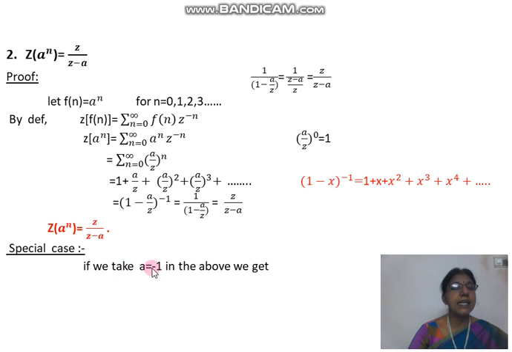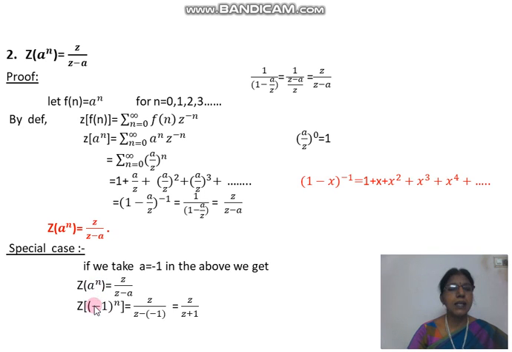Suppose we take a is equal to minus 1 in this formula, what we get? Z transform of a power n is z by z minus a. In place of a we put minus 1, so we get z of minus 1 whole power n is equal to z by z minus, in place of a minus 1, which gives z by z plus 1. So this is another formula. Z transform of minus 1 whole power n is equal to z by z plus 1.